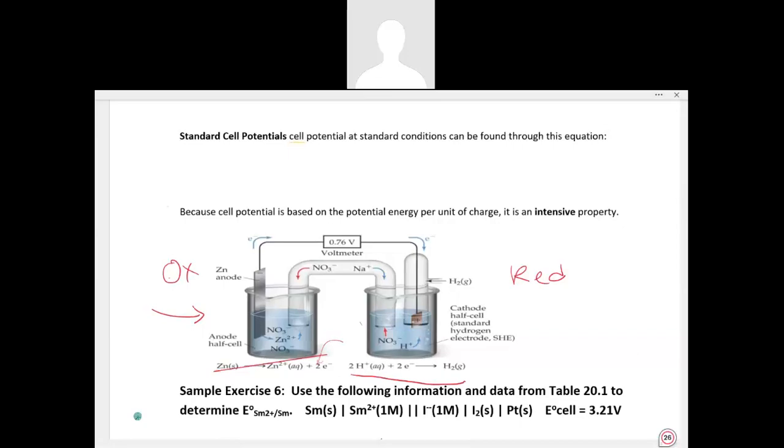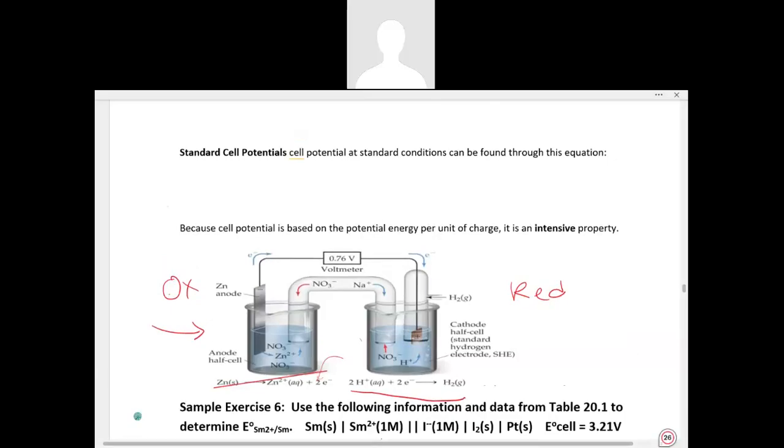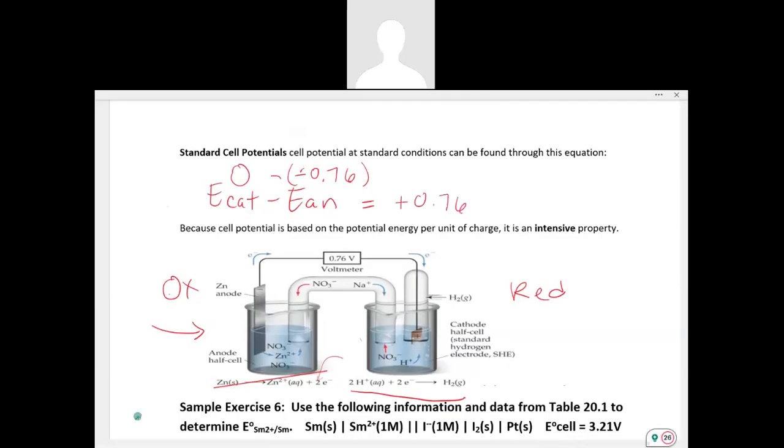So let's see if we can solve for the cell potential here. So we know that we have zinc and we have our hydrogen. So that's what we saw above. We saw this E cathode minus E anode. And that's where we came up with our reduction potential at the cathode of 0 minus our reduction potential at the anode of negative 0.76. So this is where we saw that positive 0.76 volts.